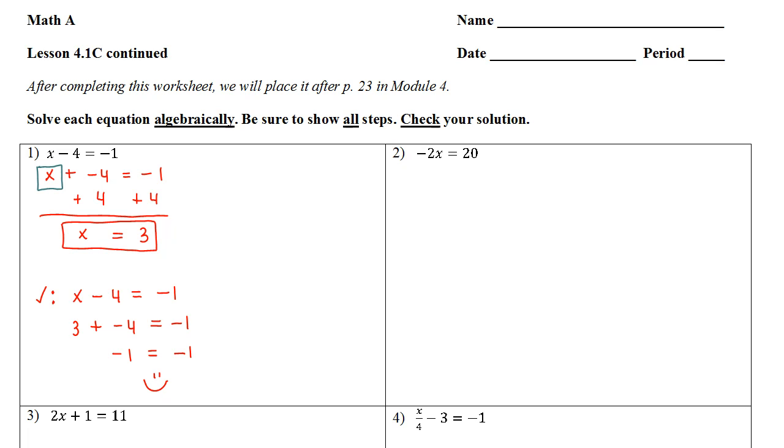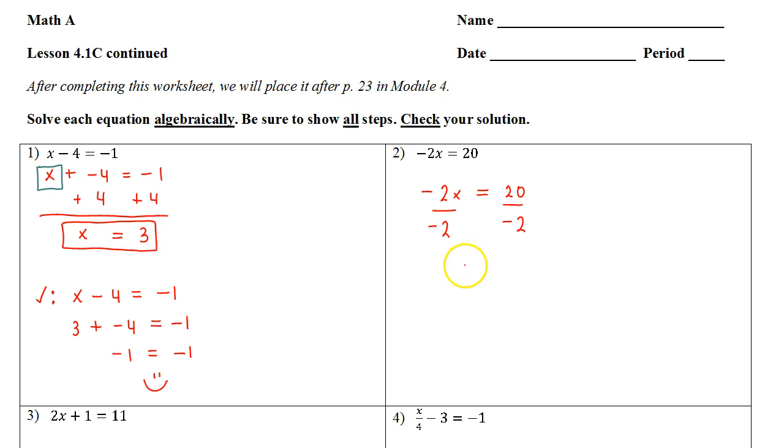All right, for number 2, we have negative 2x equals 20. And I'm going to rewrite the equation so that I'm not working off of the original. Now, I do have just my variable term on the left side, but I want to know what one of the x's is equal to. So I can show my work one of two ways. I can either multiply both sides by negative 1/2, or I can divide both sides by negative 2, and I'm showing division using a fraction bar.